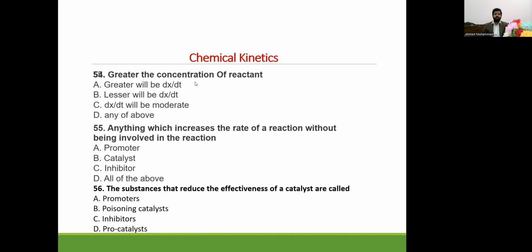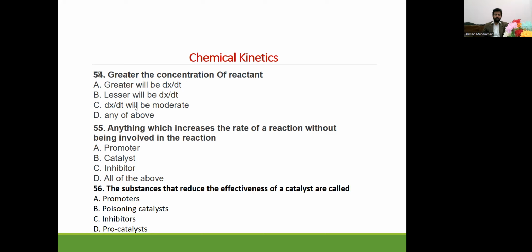Greater the concentration of reactant, greater will be the dx over dt. B, lesser will be the dx over dt. C, dx over dt will be moderate, and D option is any of the above. So the right option from these four options is A. Greater will be the dx over dt. Change of concentration with respect to time is the right option.